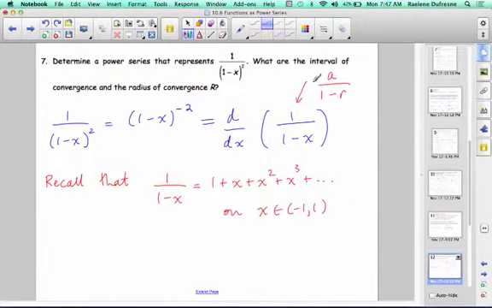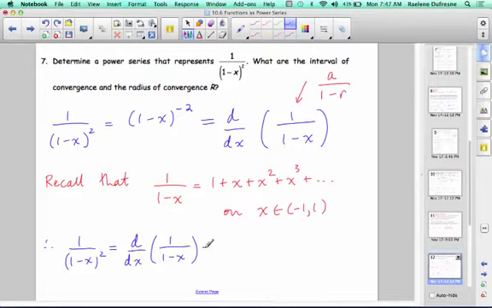And so as a result, if we want to get 1 over 1 minus x all squared, then we can take the derivative of 1 over 1 minus x, and we can substitute 1 over 1 minus x with the power series or infinite polynomial of 1 plus x plus x squared plus x cubed, etc.